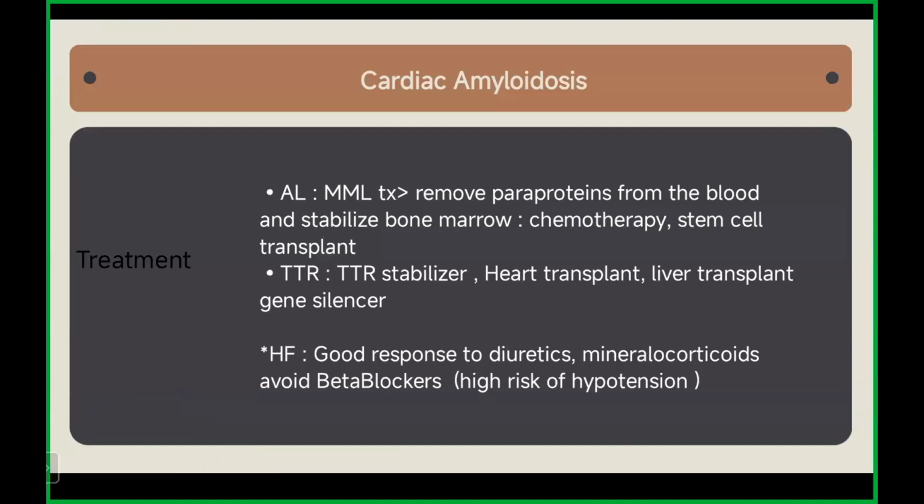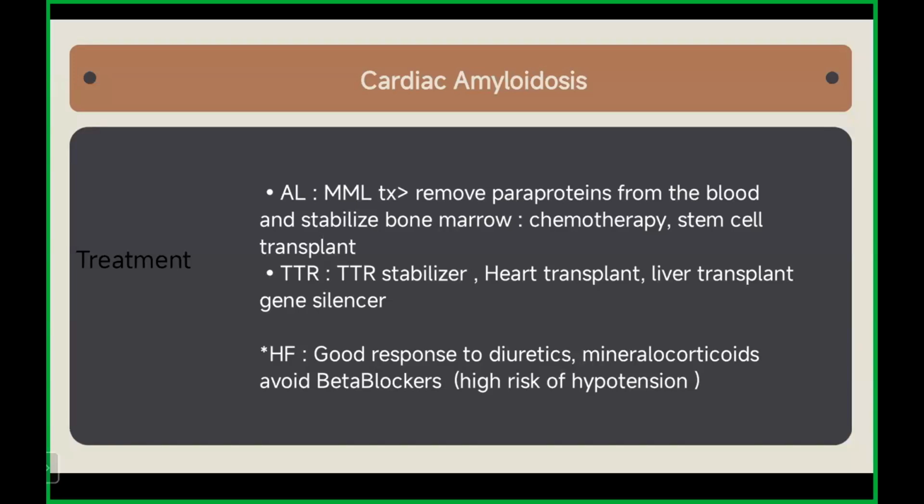So the treatment for cardiac amyloidosis depends on the subtype, as I was saying. In AL amyloidosis, we treat it as multiple myeloma. So the goal is to remove the paraprotein from the blood and stabilize the bone marrow. We can do chemotherapy or stem cell transplant.